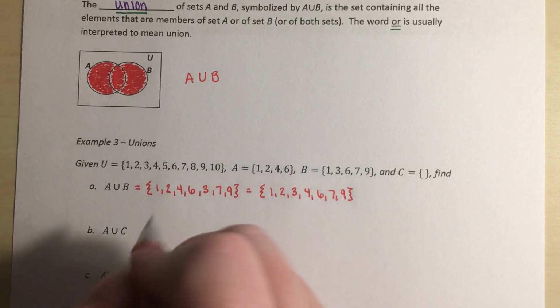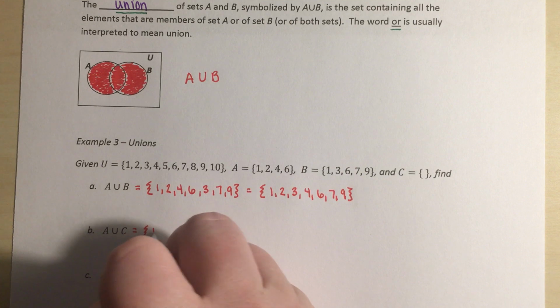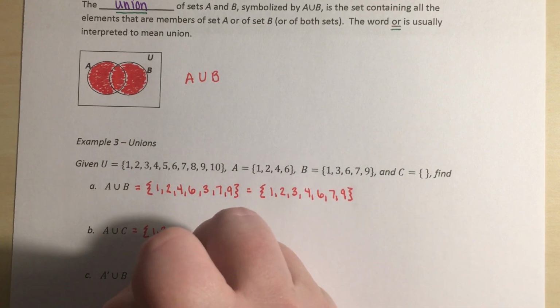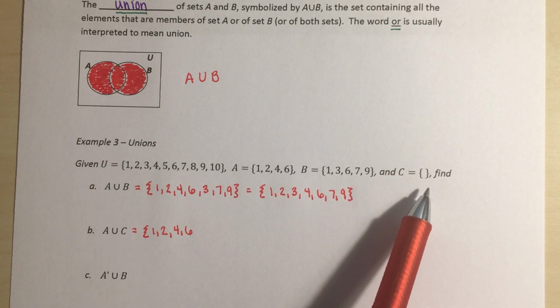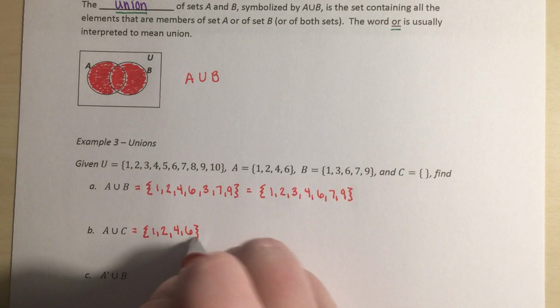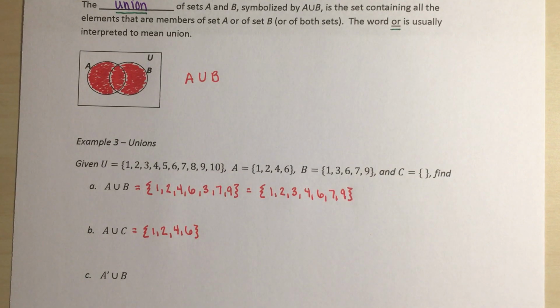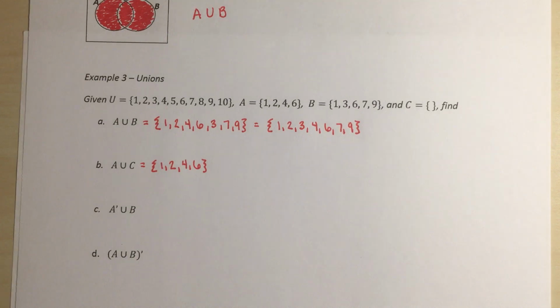All right, A union C. So we're going to start by listing off everything that's in A, just like we did in the last example. Easiest thing to do, I think, for unions. C, we'll see, is the empty set, so there's nothing else to add. So we're just going to have this for our union. Our union is going to be, again, anything that's in A or C or both. Well, we don't have anything in C, so we just need the stuff in A.